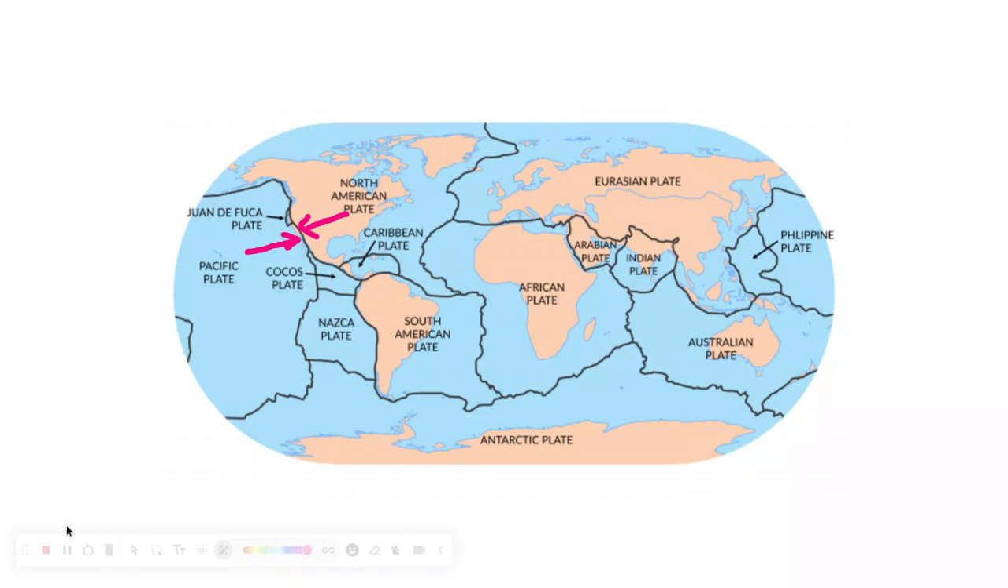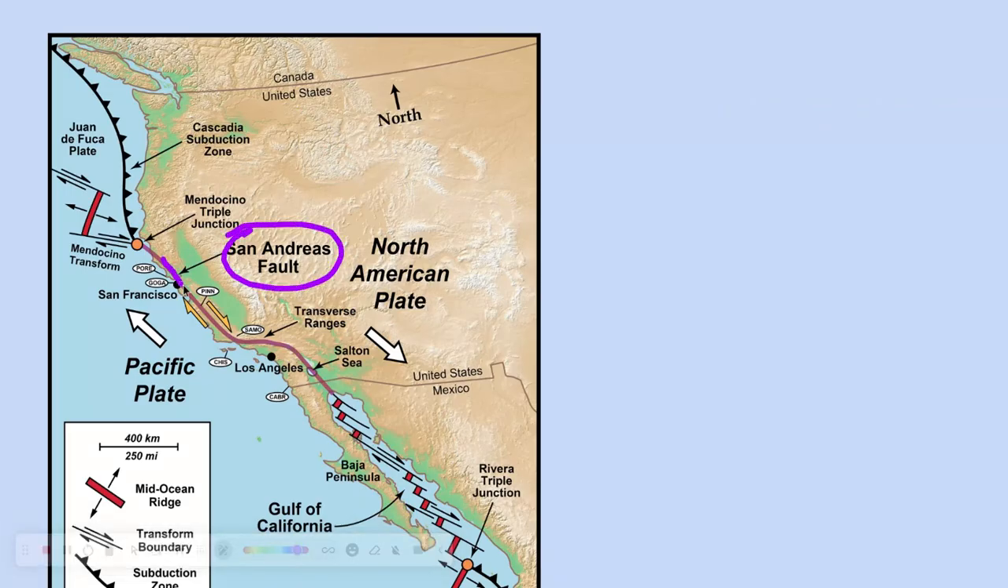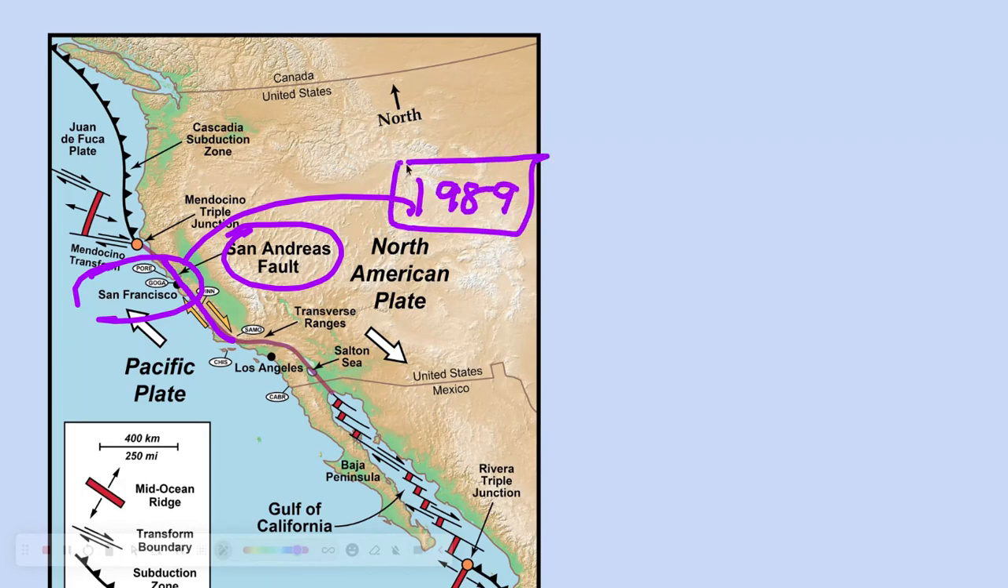Let's zoom in on California. So you can see the San Andreas Fault over here runs down through California here. See, it's running right into San Francisco. And we'll talk about an earthquake that happened in San Francisco in 1989. It's called the World Series earthquake. And you can think that it happened during the World Series. Now this earthquake was a 6.9 magnitude.